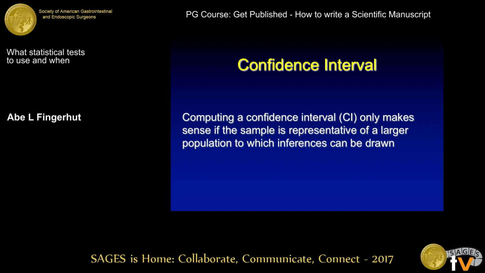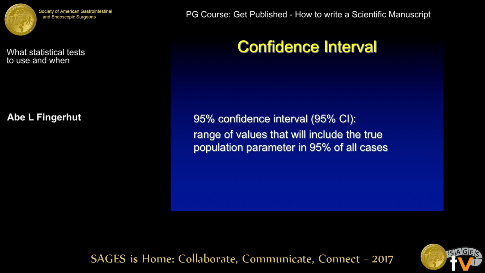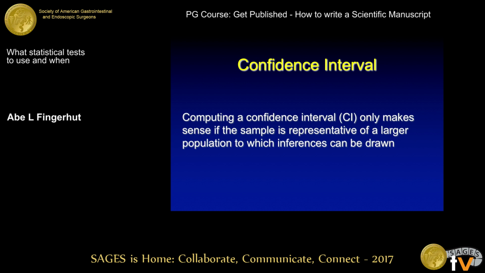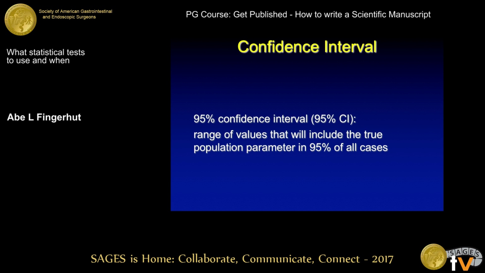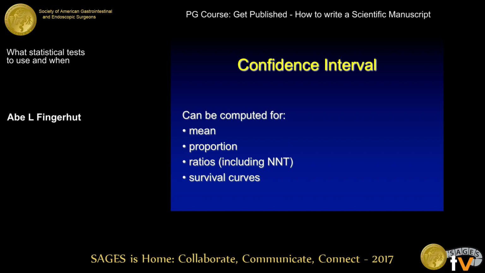Better than p-values is confidence intervals. Confidence intervals can be used only if the sample is representative of the whole population. Okay, that's easy to understand. Usually we use 95% confidence intervals. The definition is here: the range of values that include the true population value in 95% of the cases. They can be computed for means, proportions, ratios, whatever.